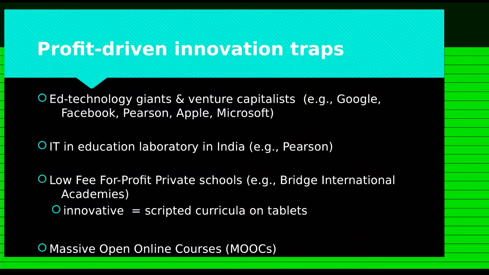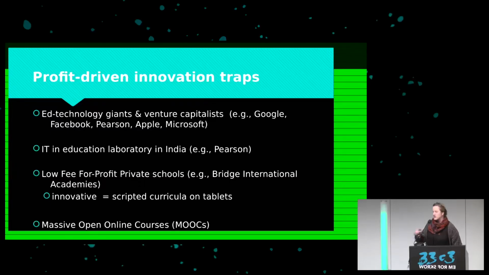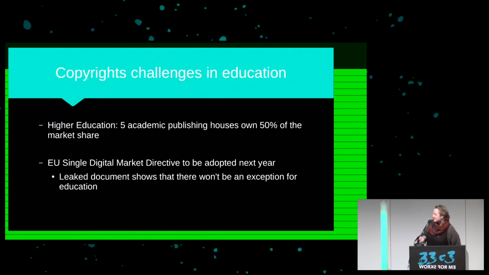There are other things that we discuss a lot, but I have more information in the sources section that you can look at later, when you can pause the presentation and take a deep breath. Obviously with copyrights, there's a lot going on. Five academic publishing houses already own 50% of the market. There's a new digital market directive in the EU being passed. Unfortunately, a leaked document showed there will be no exception for education. So we have to be loud.